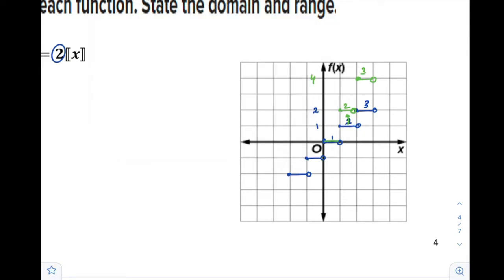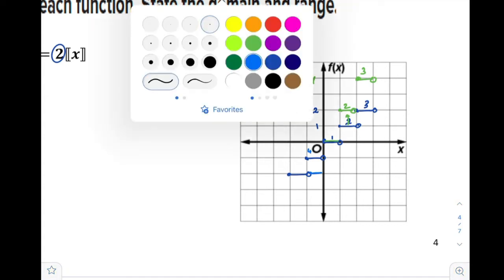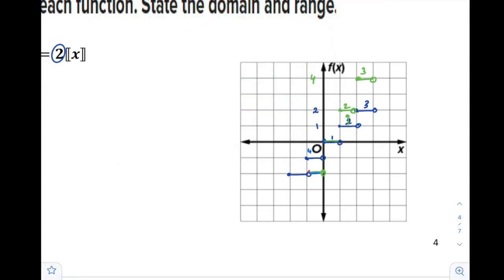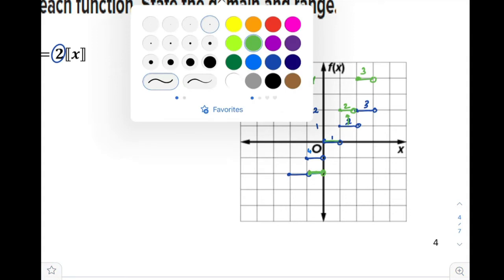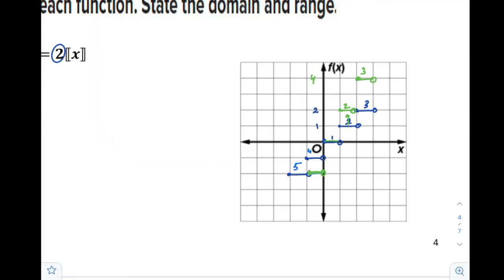Piece number 4, which is standing at -1. -1 times 2 is -2. So this will stand here. Let's change the color to green because we started with the green. So keeping the same open and closed circles without changing. And the last piece we are going to deal with here is piece number 5. It was standing at -2. -2 times 2 is -4. So it will stand at -4. Instead, it will be here.